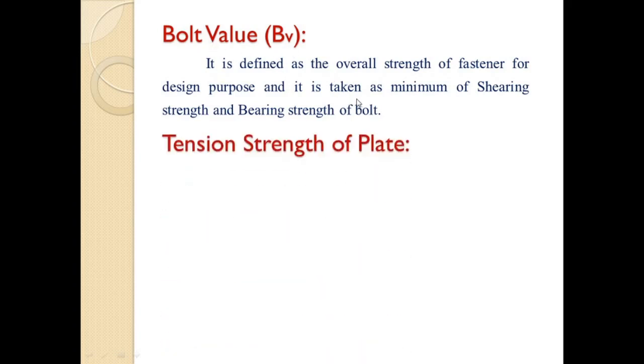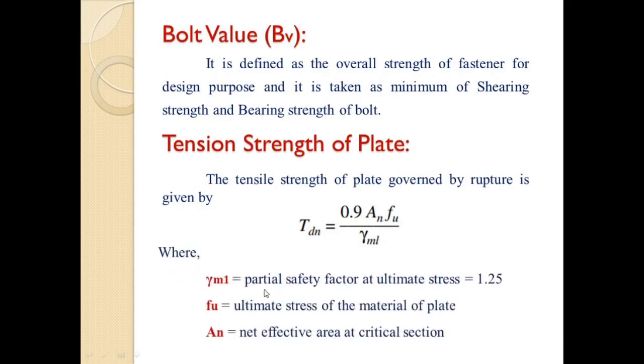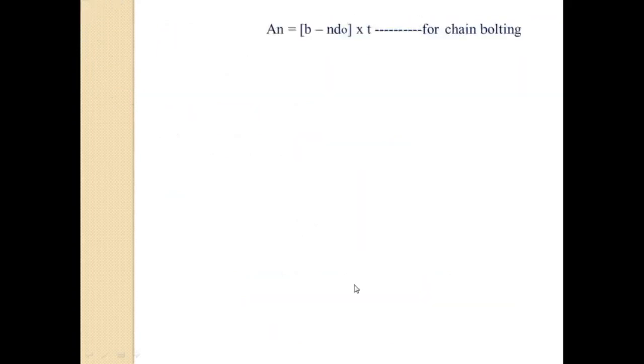Next is the tension strength of plate. We know plates may fail in tension, so it is calculated by the formula TDN equals 0.9 AN Fu upon gamma m1, where gamma m1 is the partial safety factor at ultimate stress, taken as 1.25. Fu is the ultimate stress of the plate material, and AN is the net effective area at critical sections. So how can we calculate this net area?